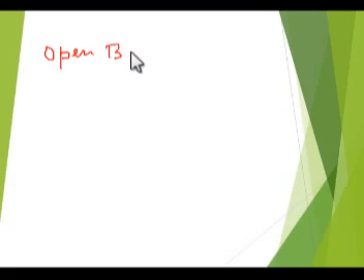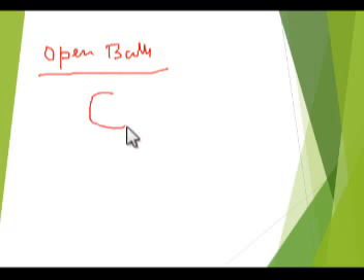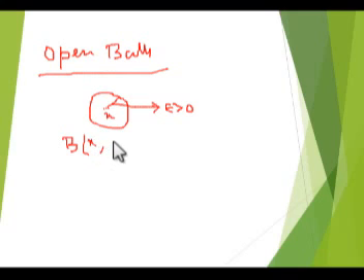Open balls. I am drawing a picture here. This is a diagram. There is a single element, any element x, at the center of the circle, and its radius is epsilon, which is a very small positive quantity, not equal to 0 but greater than 0. Such a ball is called an open ball and is written B(x, epsilon). These are open balls centered at x.